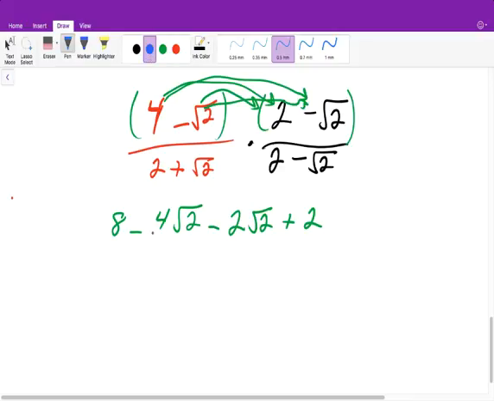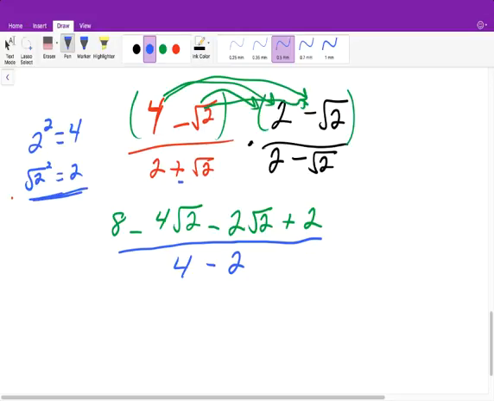And now we'll just simplify, or let's do this over top of our radical. So 2 squared is equal to 4. Square root of 2 squared is equal to 2. So it's 4 minus 2 because the square root of 2 was the one that changed its sign. So that's why it needs to be negative. So then let's simplify. 8 plus 2 is 10. Minus 6 root 2 all over top of 2.